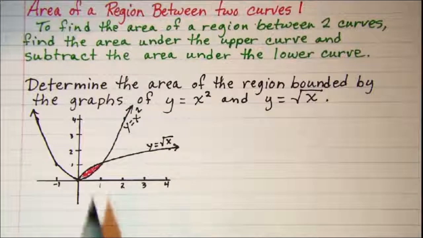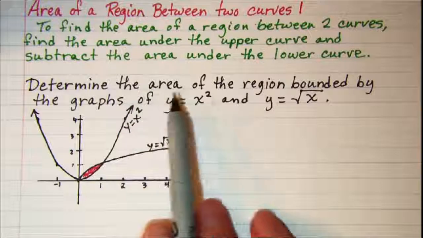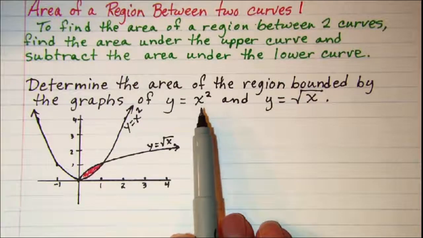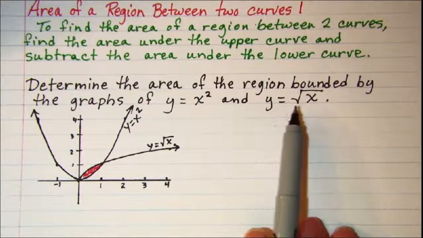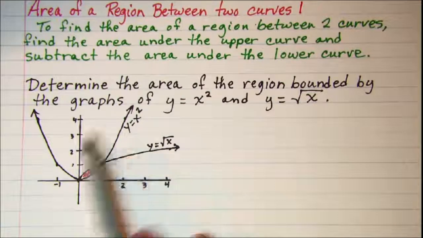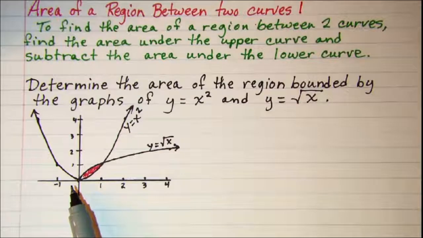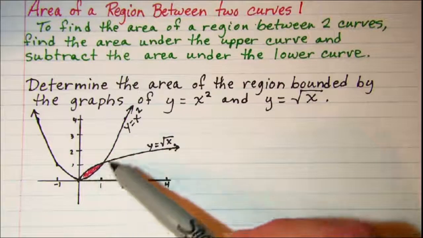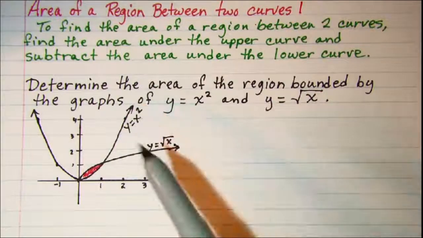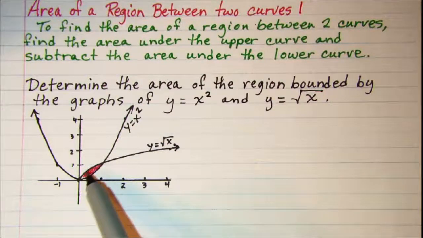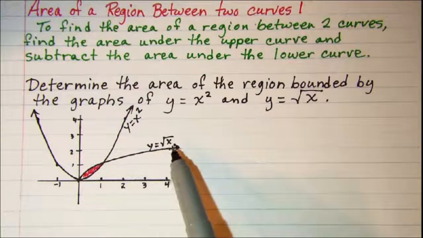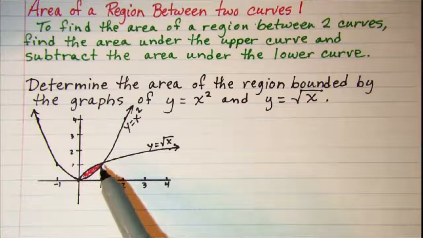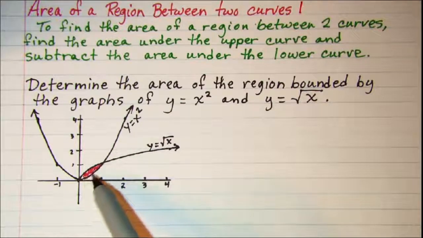The problem that we'll be working on is to determine the area of the region bounded by the graphs of y equals x squared and y equals the square root of x. Now I've drawn a sketch to show these two functions. Y equals x squared is this parabola right here, and then y equals square root of x is this curve right here. So the region that we're going to find the area of is this shaded region right here.